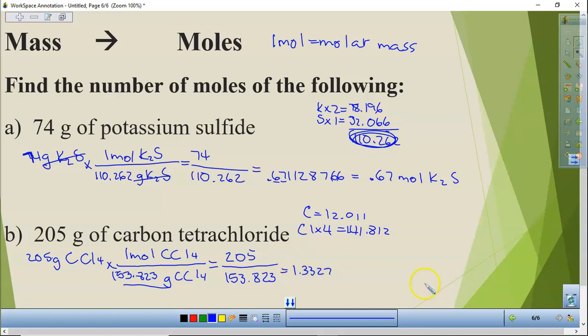1.3327 plus a bunch of other numbers. But how many sig figs can I have? 3. 1, 2, 3. So that 2 is the only thing that I can use to round anything. 2 does not round that 3 up. So my final answer, 1.33 moles carbon tetrachloride.